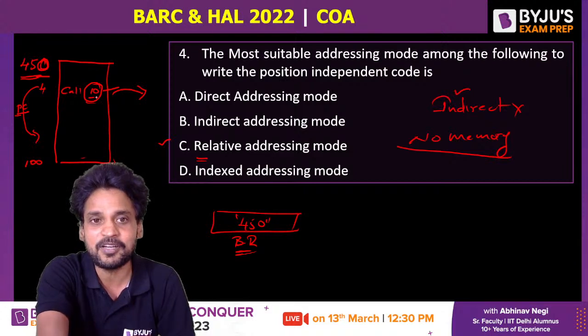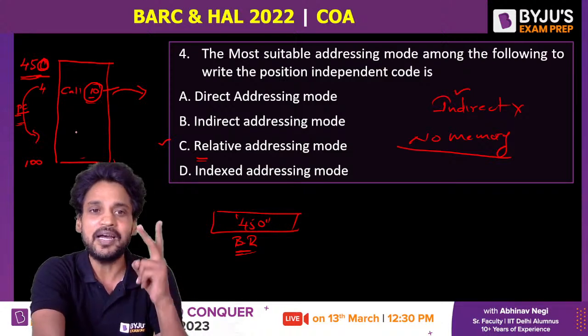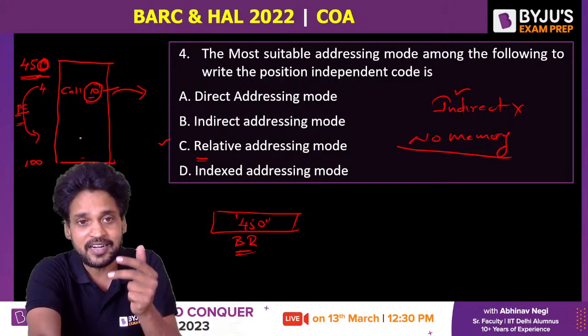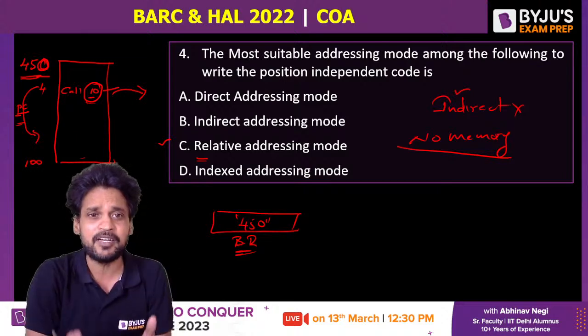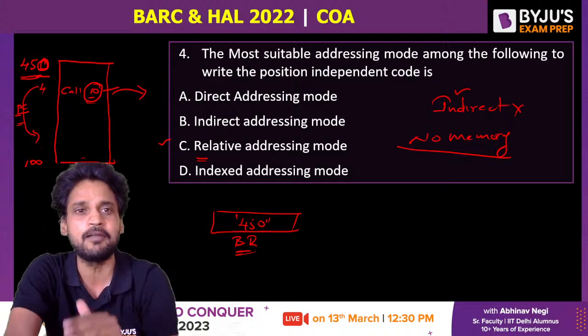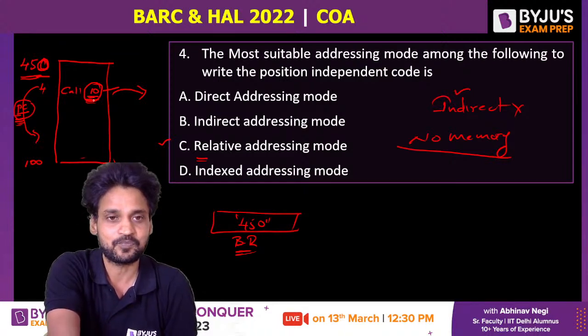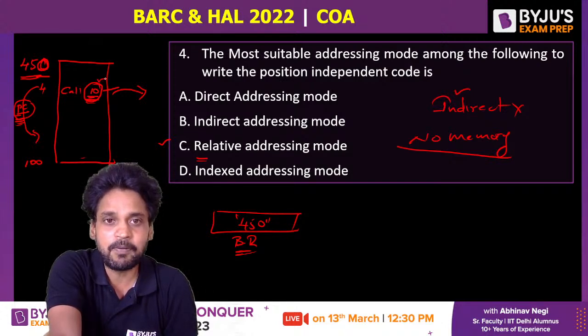So 450 plus 10, which is equal to 460, is the exact 10th location where he wants to branch to. So there are two addressing modes which are programmer-friendly for writing position independent code. He doesn't need to be worried about where his program is being loaded into the main memory. So he can use the program counter. At that time, when he uses the program counter addressing mode, this offset must be appropriately written. The displacement plus the program counter will give you the target address.